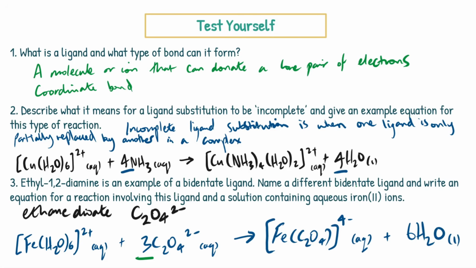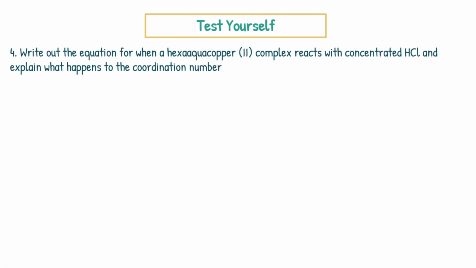Hopefully you guys got that right. All right, guys, last question here, question 4. Write out the equation for where a hexaaqua copper 2 complex reacts with conc HCl and explain what happens to the coordination number. All right, so let's draw out our equation here using copper 2+.